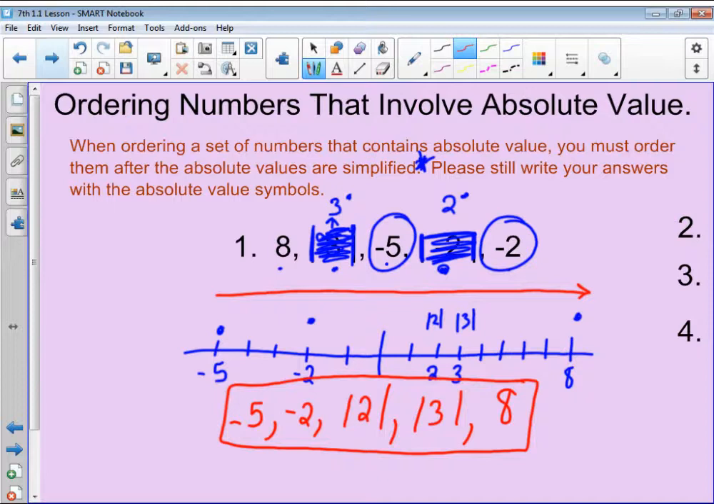Okay, it's kind of tricky when you're converting it out of absolute value, but then having to write your answer in absolute value. That's where this visual helps me remember to do that, but you don't have to do that.